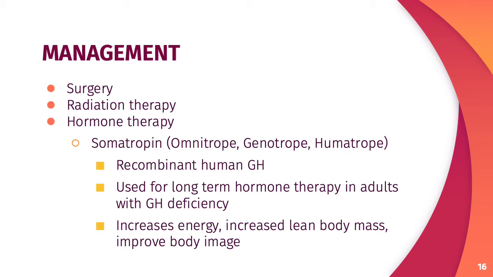So for the management of the hypofunction, it's surgery, radiation therapy, and hormone therapy. For hormone therapy, we can have somatropin. This is a recombinant human growth hormone used for long-term hormone therapy in adults with GH deficiency. It can give you an increased lean body mass. It increases the person's energy, and it also improves body image.